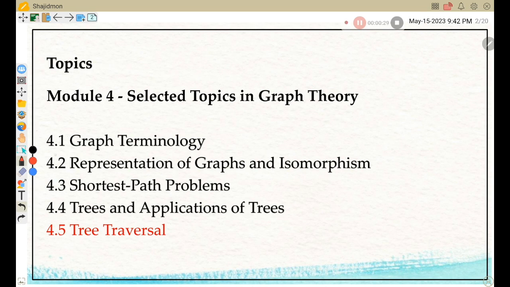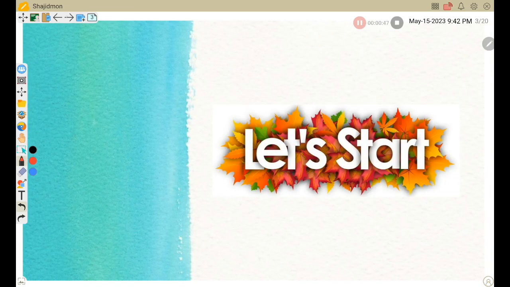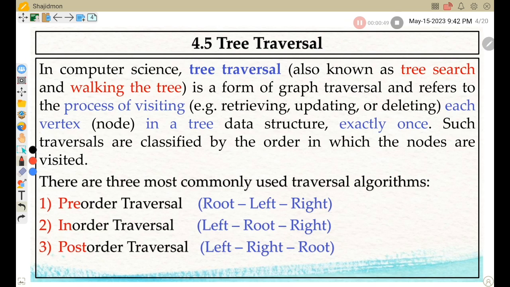We have 5 sections: graph terminology, representation of graphs, shortest path problems, trees and application of trees, and lastly we have 4.5 tree traversal. So this topic we are discussing in this recorded class. So let's start the content here. Section number 4.5, tree traversal. First I will give roughly the ideas we are discussing here. After that we will do the questions one by one in this recorded class.